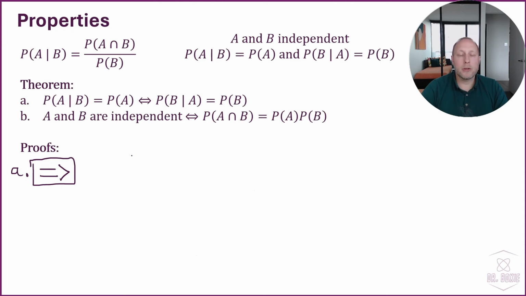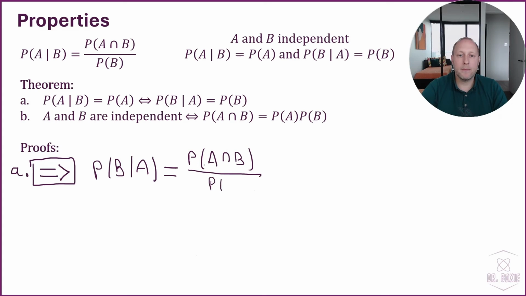So we start with the knowledge that P of A given B is P of A, and we want to show the other side. So we look at the probability of B given A, and we can write this, by definition of conditional probability, as P of A and B divided by P of A. And using the definition of conditional probability on the numerator, we can write this as P of A given B times P of B.